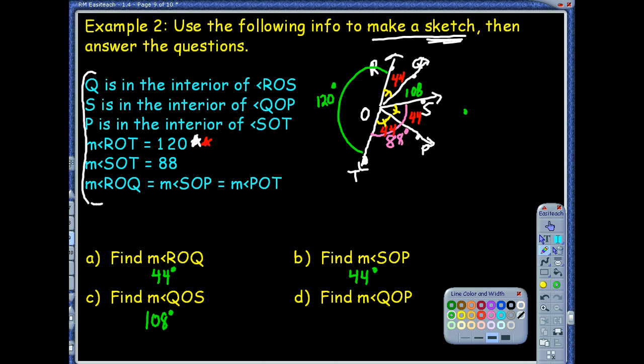And then finally, angle QOP. Now, QOP is made up of a couple adjacent angles, the ones right next to each other. What do I do with those two measures? So angle addition postulate, we can add those two together and get our 152. Excellent job.